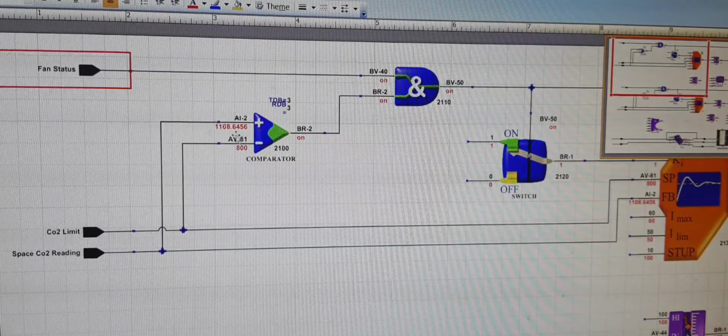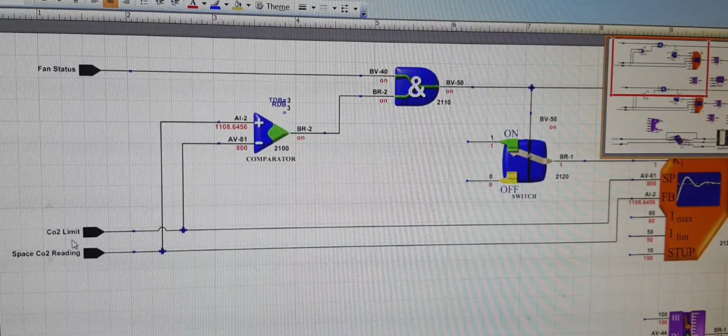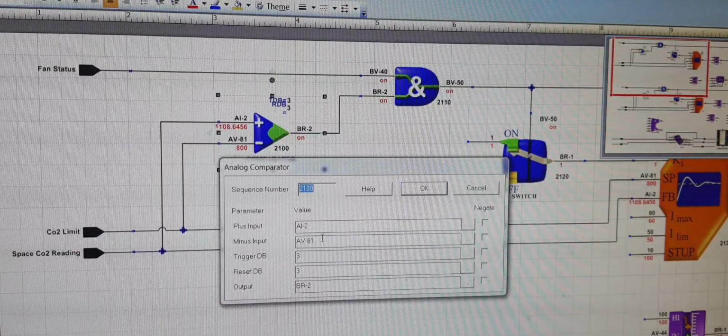So that is what this AND gate does. We have fan status and we have an input, a CO2 limit. What we have taken here is 800, slightly higher than the set point of 700. So we can even adjust this here. So we have the AV value and the AI value. AI is an analog input, that's the actual CO2 sensor reading, and AV is an analog value, that is a set point.